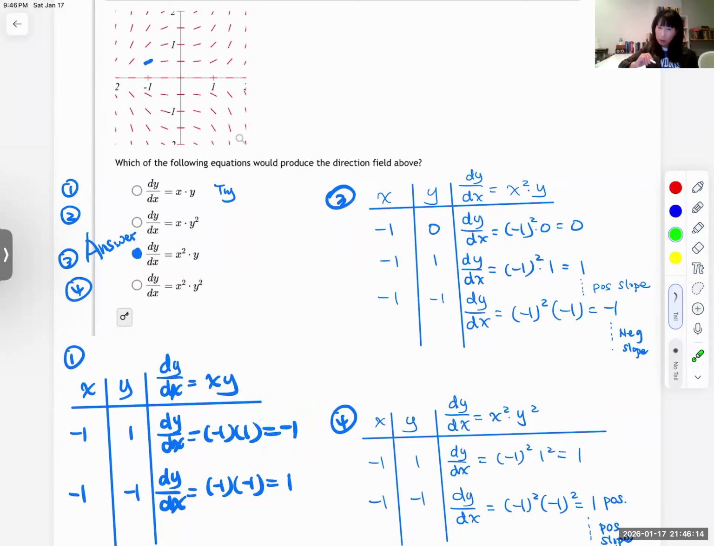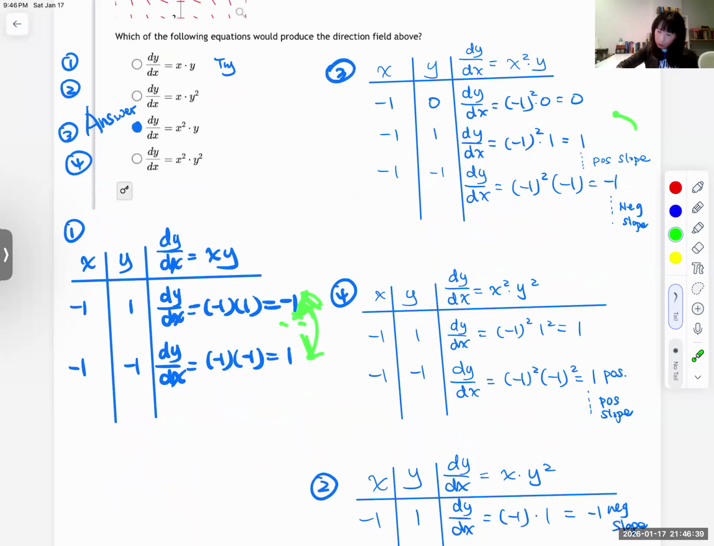Then let's check negative 1 and negative 1. This is the one. Looks like this is negative 1, but this is a positive 1. So this one is supposed to be opposite, right? Make sense to you? Then let's find out which one is opposite. This one is opposite. This is not opposite, so cross it out.